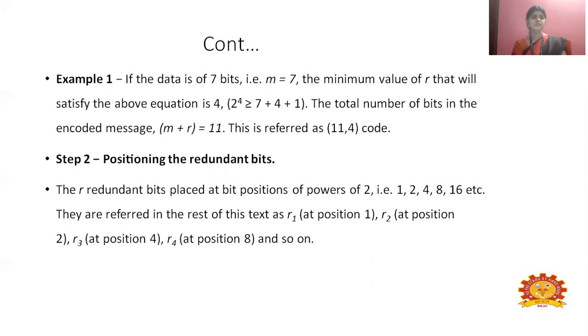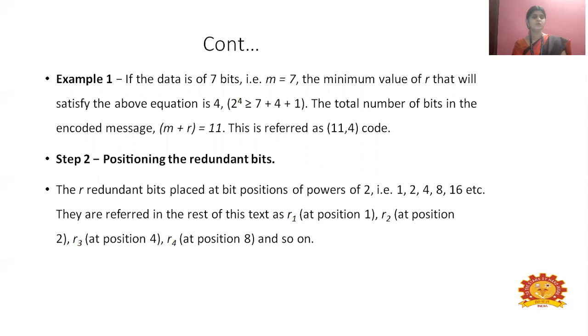Consider an example where the data is of 7 bits, that is m is equal to 7. The minimum value of r that will satisfy the above equation is 4, since 2 power 4 is greater than or equal to 7 plus 4 plus 1. The total number of bits in the encoded message, that is m plus r, is equal to 11. This is referred to as the (11,7) code.